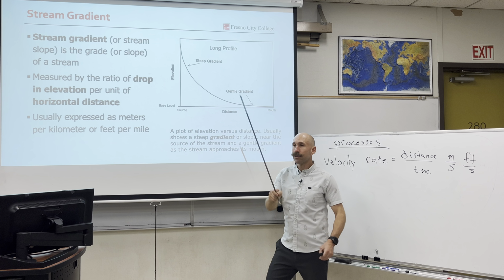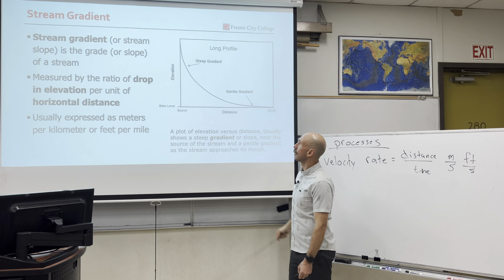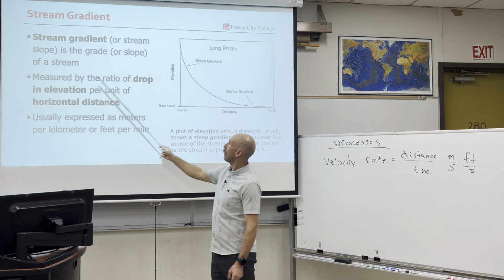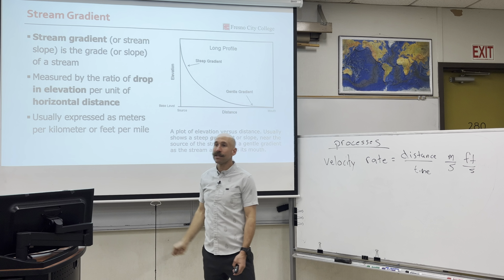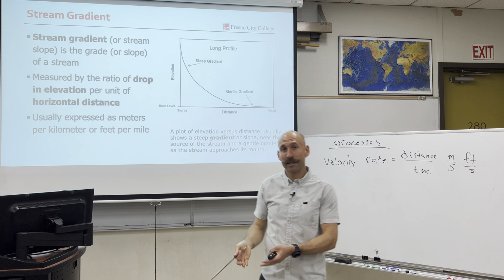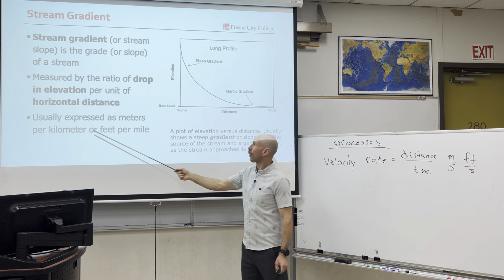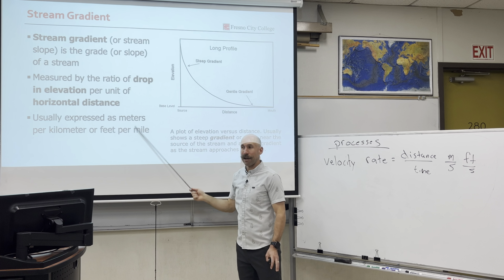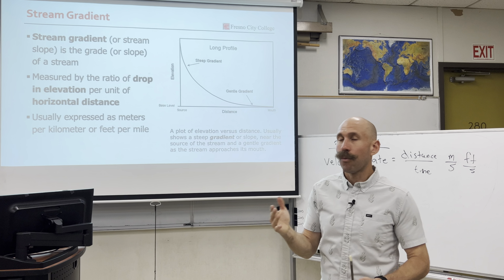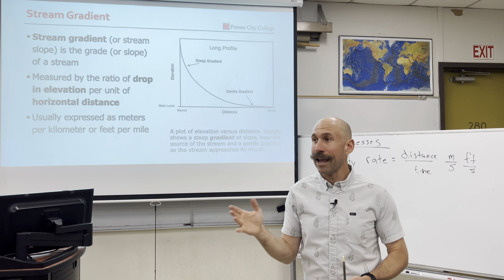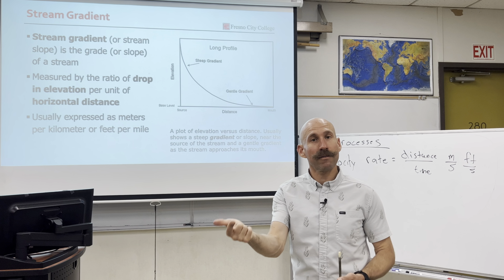How steep a river is is known as the stream gradient. It is measured by the drop in elevation per unit of horizontal distance. So this is a basic rise over run problem, giving us slope, usually expressed as meters per kilometer or feet per mile. The gradient is really important for dictating what fluvial processes will occur and for giving us our various channel types and fluvial landforms.